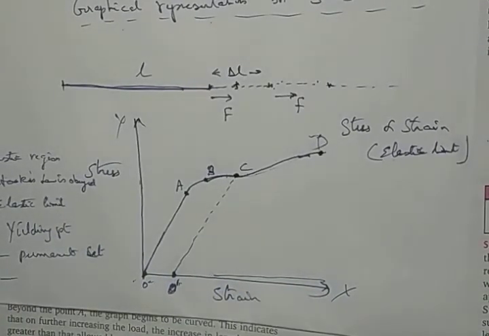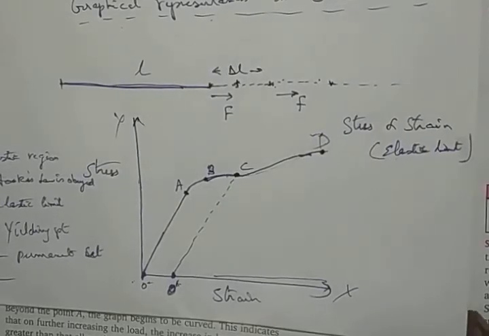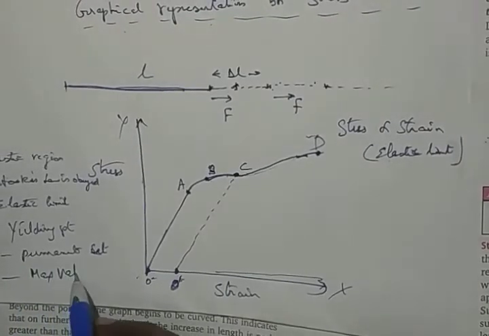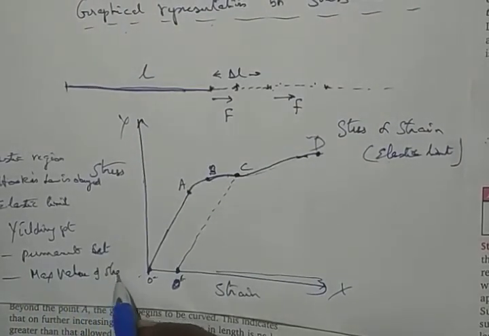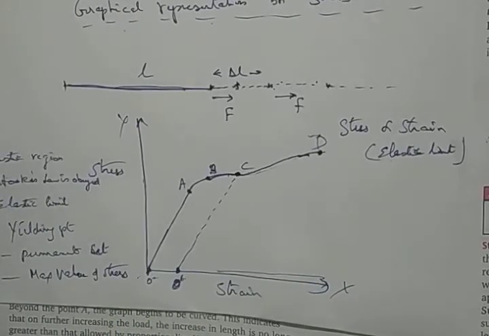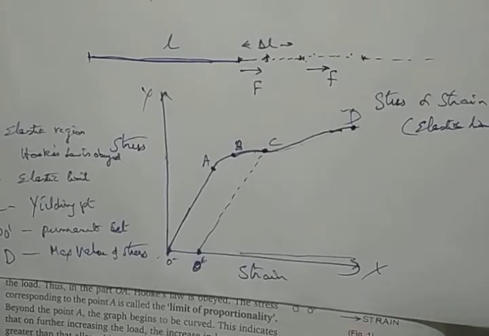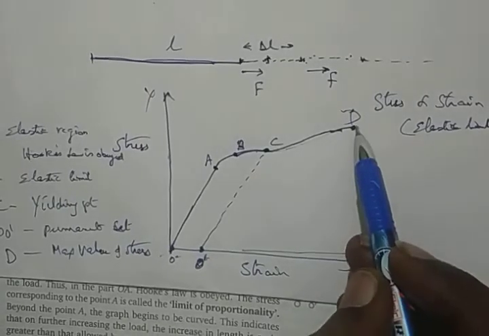Now what is this D here? The D point is a place where the stress reaches the maximum value. So that is called the maximum value of stress. Beyond that, you could never go. Please don't go beyond that. That's what it is saying. It is the maximum value here.